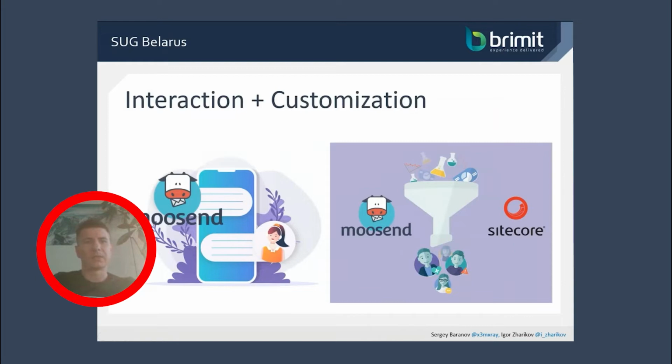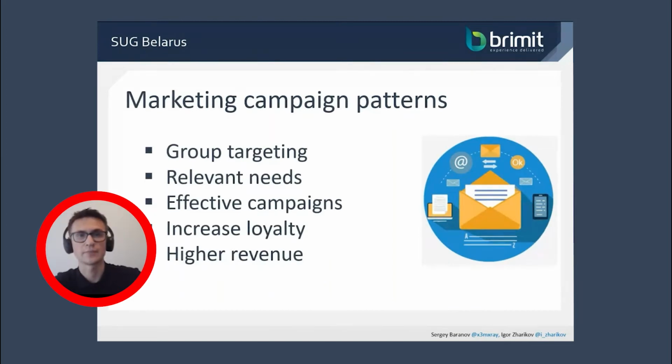The last two steps are interaction and customization, and let me pass the speech to my colleague Igor for a more detailed explanation. We can start with marketing campaign patterns and discuss what one-to-one marketing can offer and how business can benefit from it. As was mentioned previously, each customer group has different needs, so it will always be better to communicate with each group according to their relevant requests rather than, for example, a static email campaign targeted at the whole customer database.